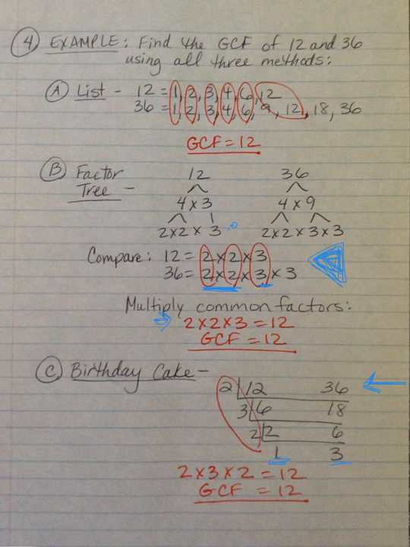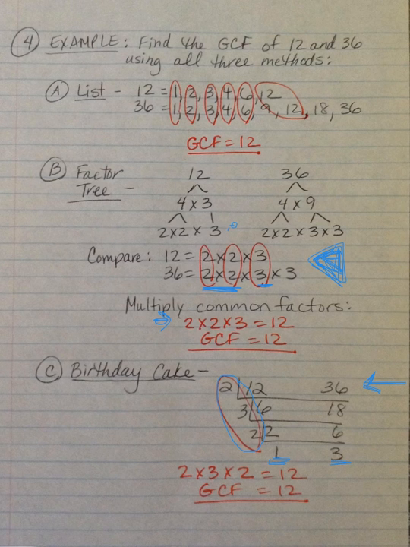I'm done. To find the greatest common factor, I'm going to multiply those factors that I pulled out on the left, only the ones on the left. So 2 times 3 times 2. And in this case, 2 times 3 is 6, times 2 more is 12. And so the greatest common factor is 12.